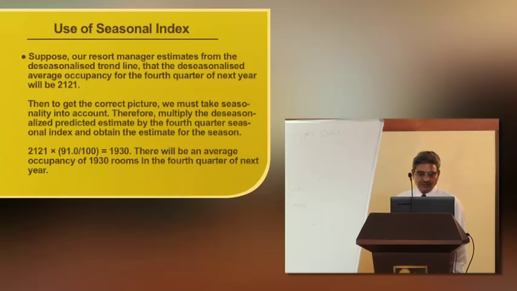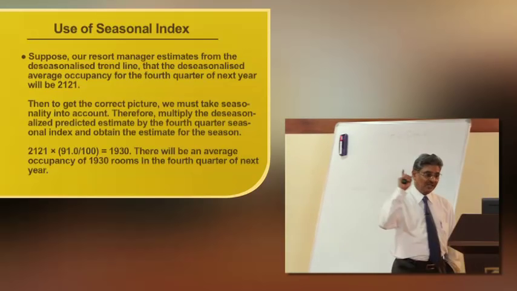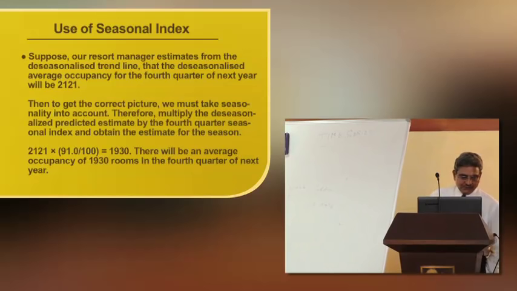Suppose the resort manager predicts, from the deseasonal trend line, that the deseasonal average occupancy for the fourth quarter next year will be 2121. That is his projection or prediction. To get the correct picture, we must take seasonality into account. Therefore, multiply the deseasonal predicted estimate by the fourth quarter index, because he is predicting for the fourth quarter. That is 91.0, so 2121 into 91.0 divided by 100 will take you to 1930.